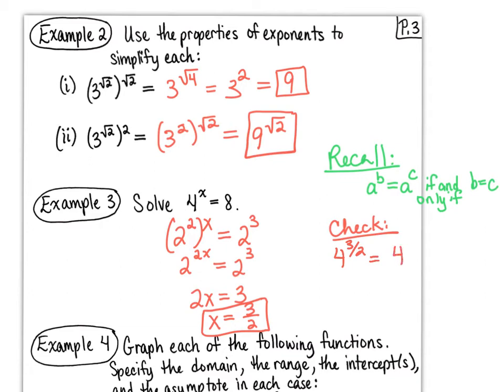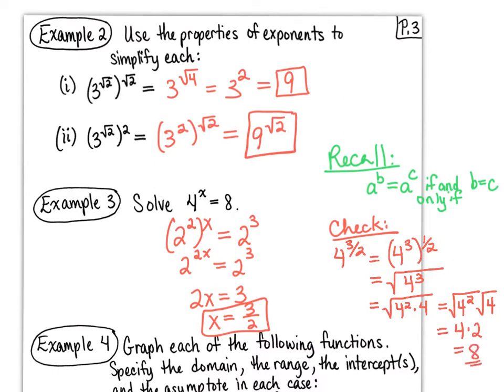So this is the same thing as 4 cubed raised to the 1/2, which is the same thing as the square root of 4 cubed. And the square root of 4 cubed is the same thing as the square root of 4 squared times 4. But the square root of 4 squared is what? So you can rewrite that as the square root of 4 squared times the square root of 4. The square root of 4 squared is what? 4, good. And then the square root of 4 is 2. So 4 times 2 is 8. So you did get 8. So it checks. X is equal to 3/2.